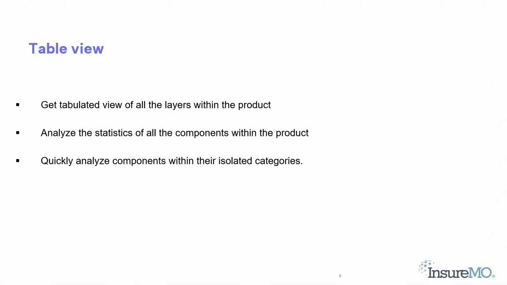The next view is a table view. You can use a table view to get a tabulated view of all the components within the product. You can also quickly analyze the statistics of all the components within different layers of the product. Let's see how that looks.